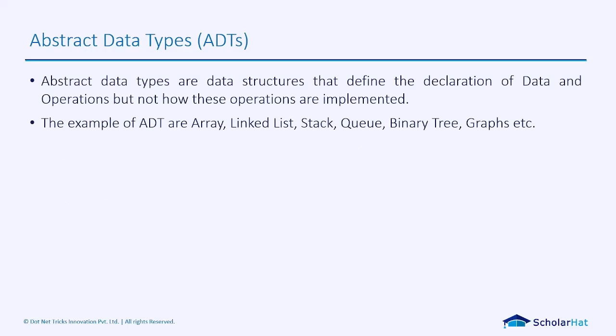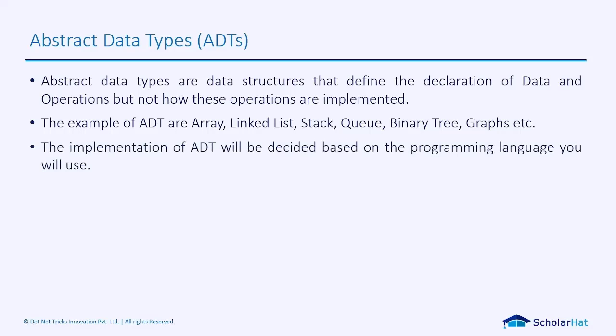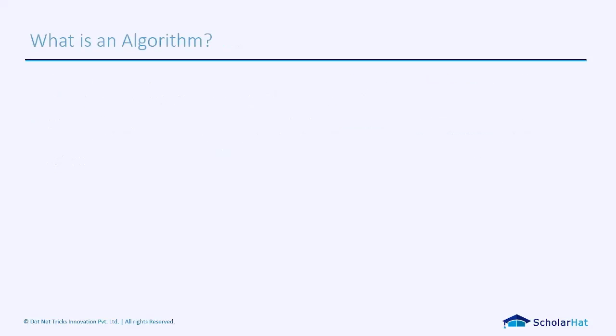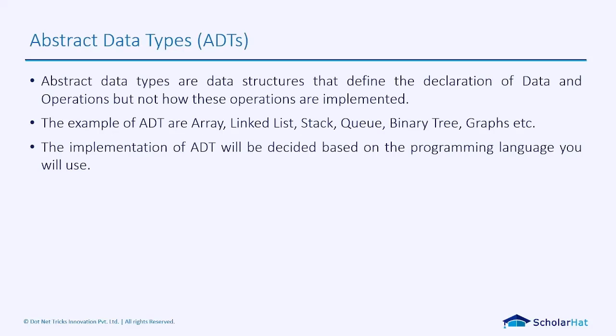So what are abstract data types? Abstract data types are data structures that define the declaration of data and operations, but not how these operations are implemented. Examples of abstract data types are array, linked list, stack, queue, binary tree, graph, etc. The implementation of an abstract data type will be decided based on the programming language you are using.